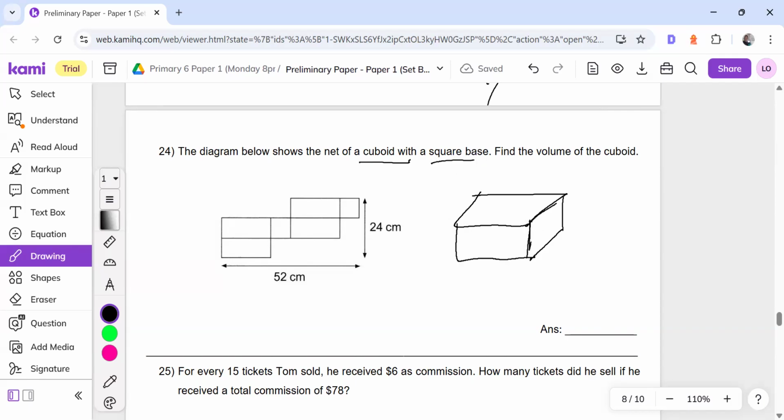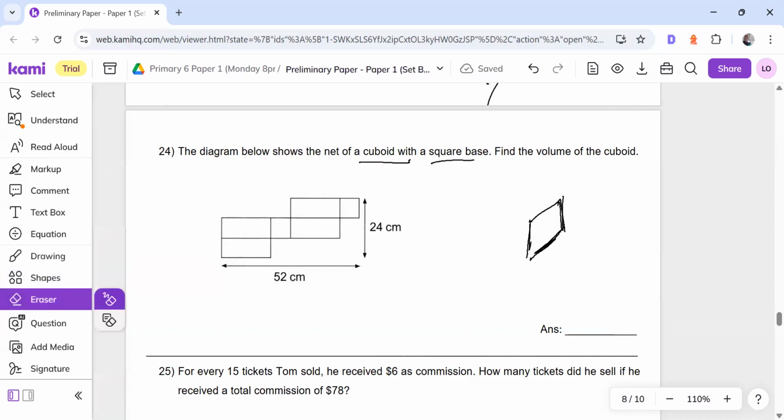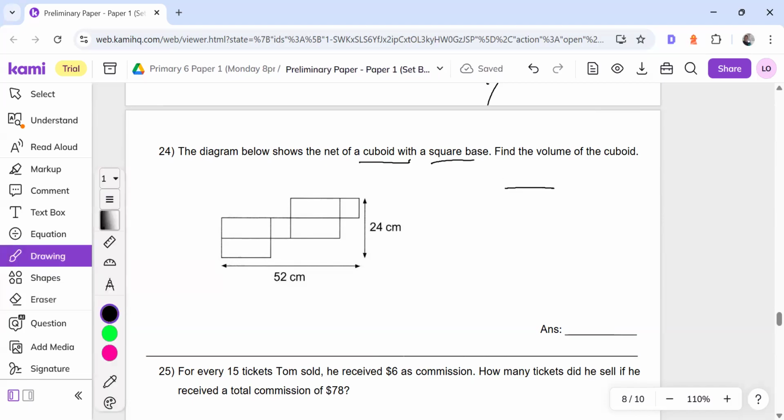By the way, this is a square base. Or maybe Mr. should draw a bit nicer. Must have a square base, right? So the cuboid has a square base like this. So the cuboid doesn't have to always be lying down. It can be standing up.